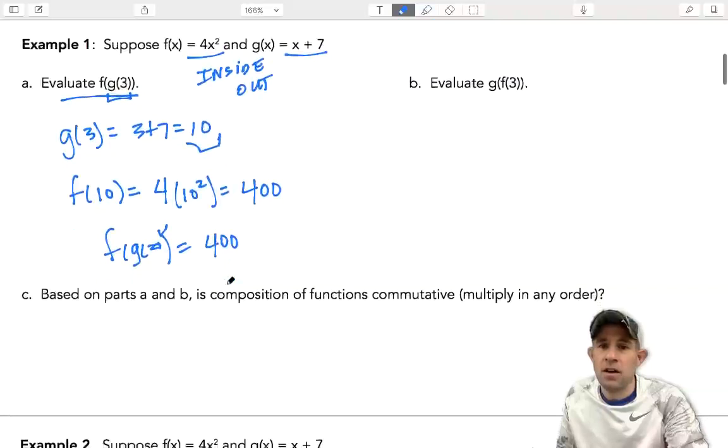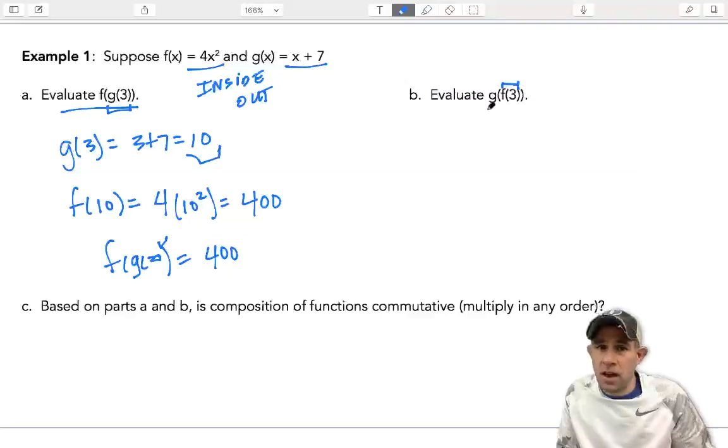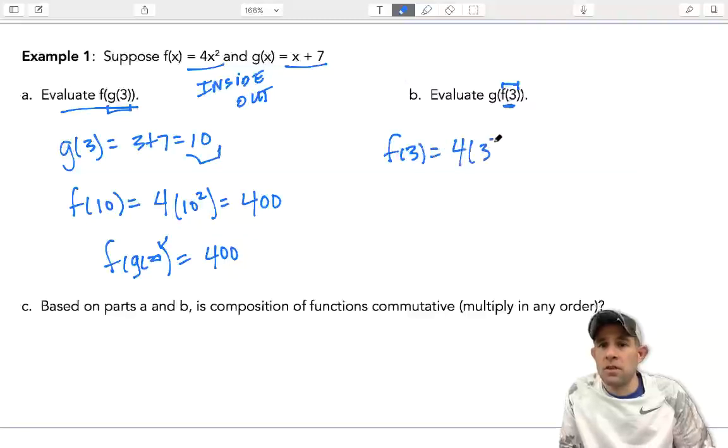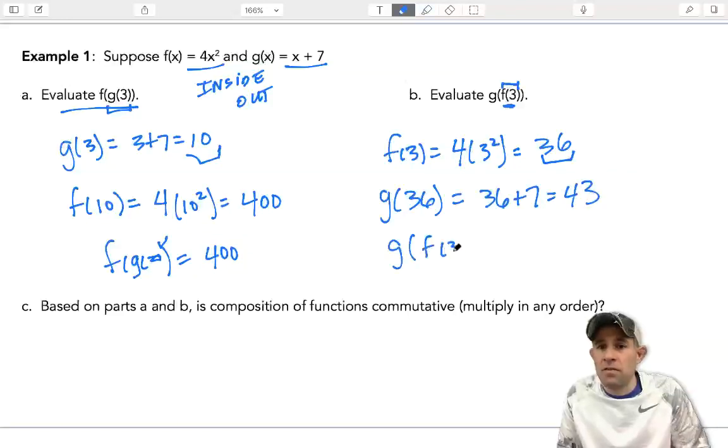All right, let's try another example. Now we're going to evaluate g of f of 3. Again, we're working from the inside out, so we're going to evaluate the function f first for its value of 3. So f of 3 is equal to 4 times 3 squared. Well, 3 squared is 9 times 4, that's 36. So the output of f of 3 is 36. We're going to put that into the function g. So g of 36 is equal to 36 plus 7, which results in 43. So we would say g of f of 3 is equal to 43.